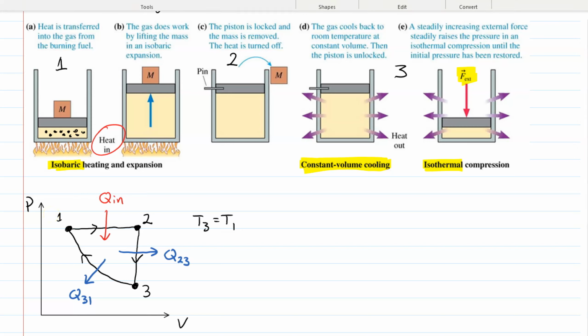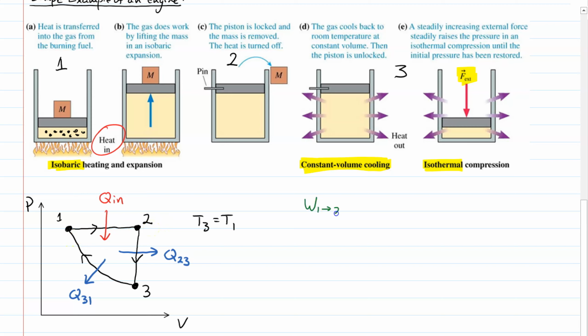Okay, where's the work being done? The work is being done between 1 and 2. Work from 1 to 2 is positive, right, because the gas expands. Now, when I go from 3 to 1, the gas is contracting, so the work from 3 to 1 is negative. The gas is compressed.